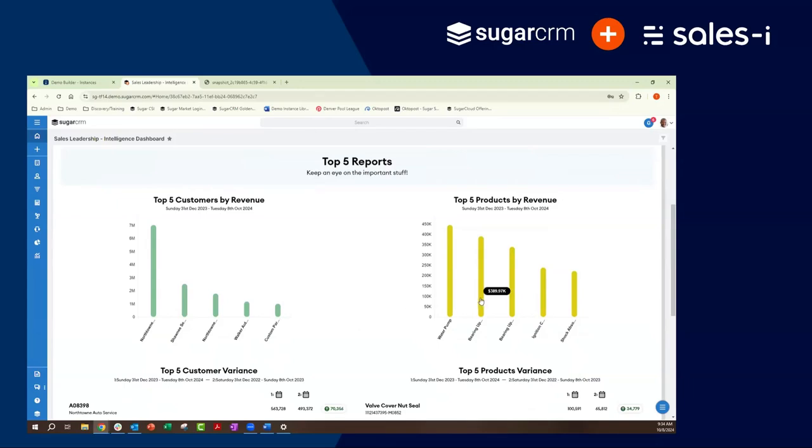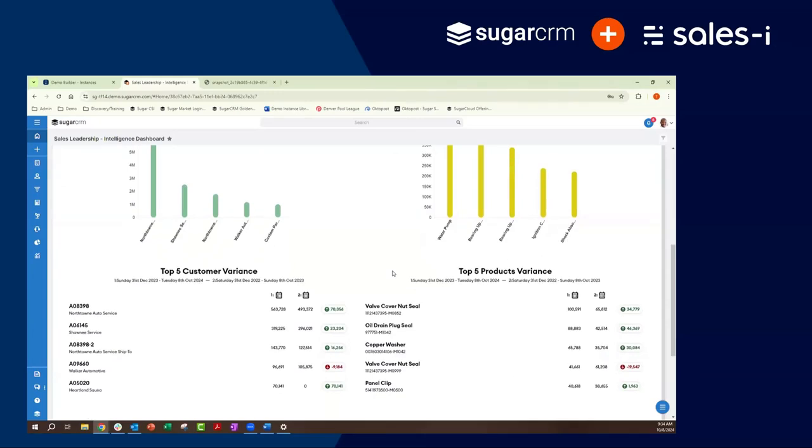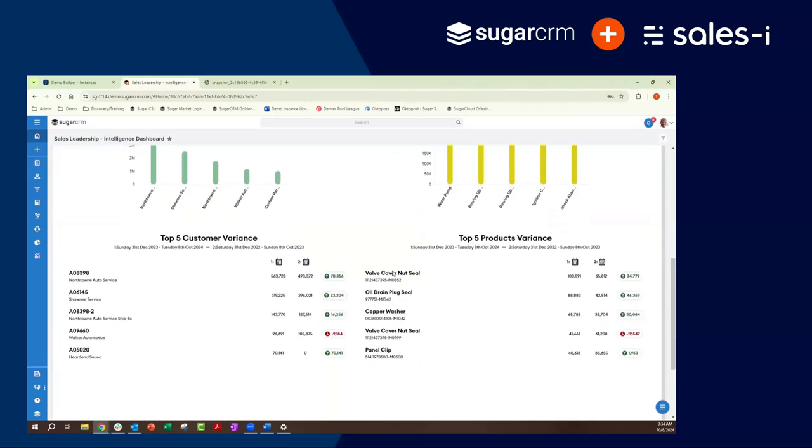Water pump and bearing up certs, right? So I can see all of these different products that we're producing the most revenue from, as well as our top 5 customer variance, year over year. I can see Northtown Auto Service, we're significantly higher this year in sales versus last year. But these are our top difference in variance for our customers.